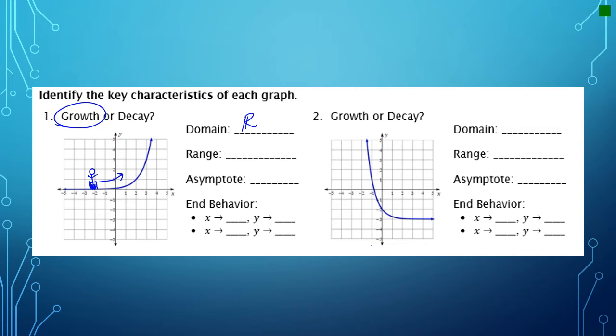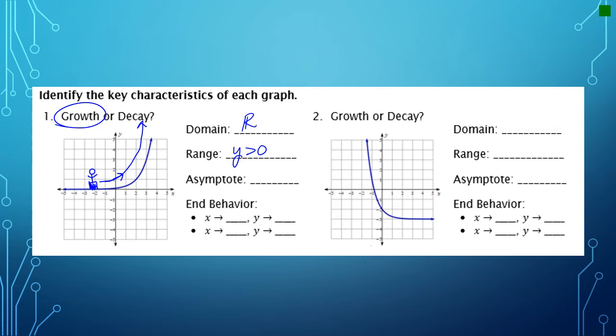The range is a little bit different. If I rode on this roller coaster, I could go up. So if I followed this arrow, I could go all the way up forever and ever, but I would never get any lower than 0, because that's where this graph bottoms out. So for that reason, the range is going to be that y is greater than 0. It is not equal to 0. It will never actually equal 0. It just gets really, really, really close.